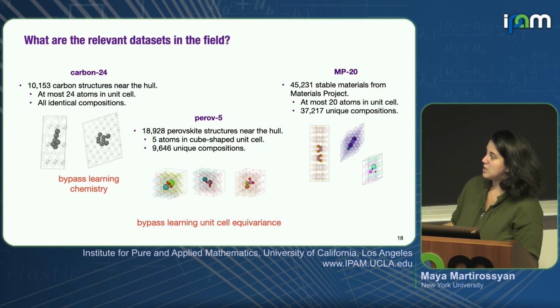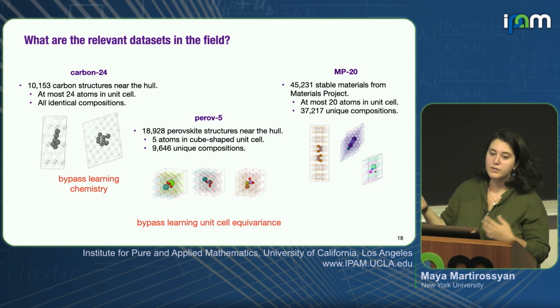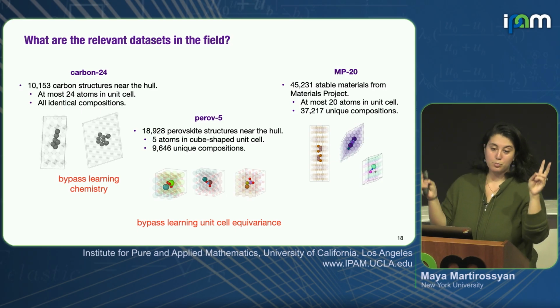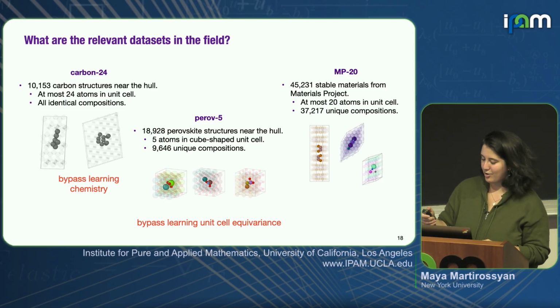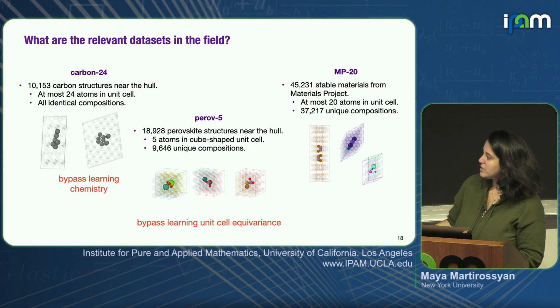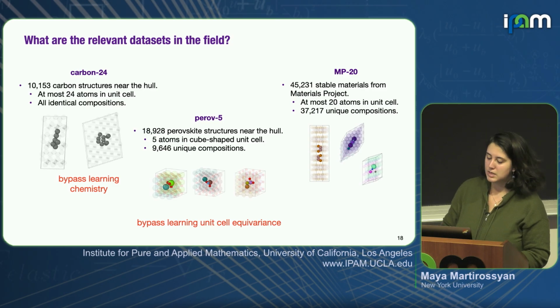The second data set here is what's called Perov-5. It is all perovskite structures, and they are in these cube-shaped unit cells, but they're orthorhombic. An interesting feature of this data set is you can really bypass learning about unit cell equivariance.